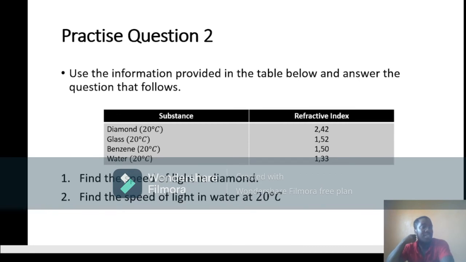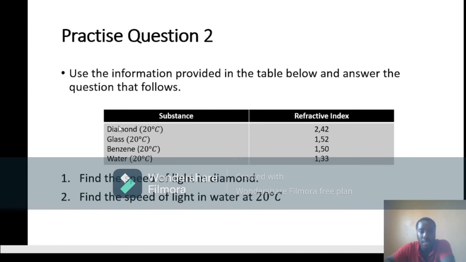So with that information then, I would like you to use the following table to answer the following questions. On the right hand side of the table, you have the refractive index, and on the left hand side, you have different mediums. Here you have diamond, you have glass, you have benzene, and you have water. So the first question that I would like you to answer is to try to find the speed of light in diamond. So you can see the temperatures are the same. They have decided to keep them the same.